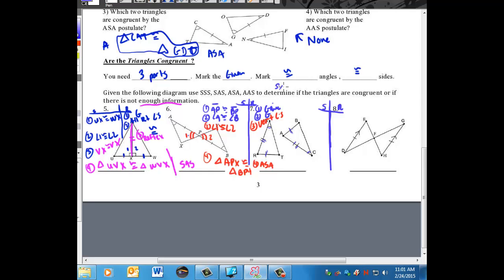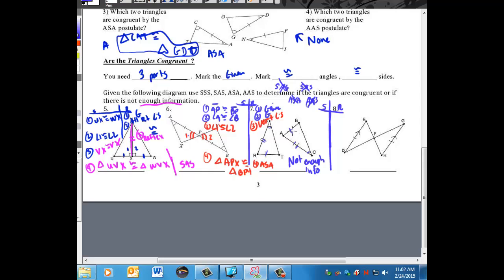So we can't use SAS, that won't work. And it's not like we can use side, side, side, that won't work because we only have two sides. We can't use angle, side, angle, we only have one angle. So that won't work. And we can't use angle, angle, side, again we only have one angle. So none of these will work. And so we would say not enough information. We're not sure, not enough info.